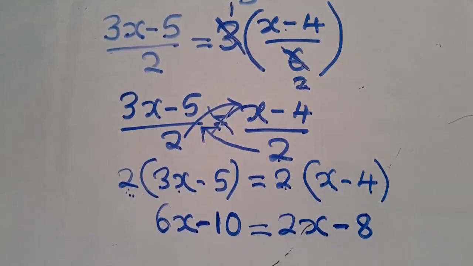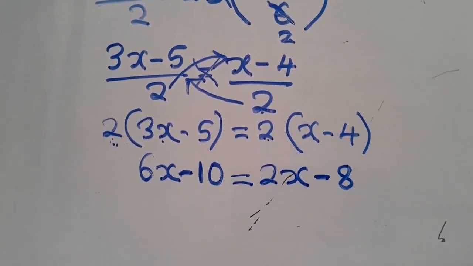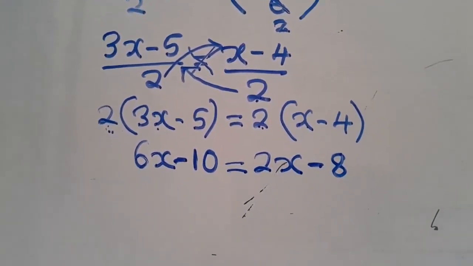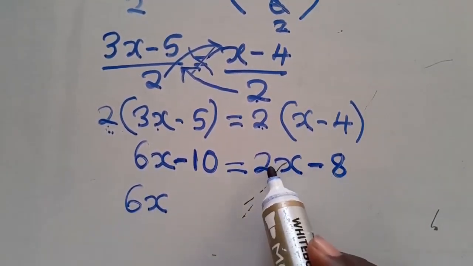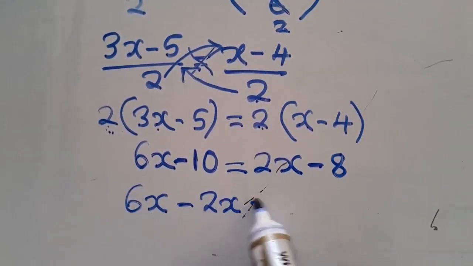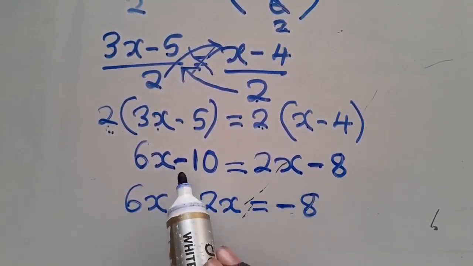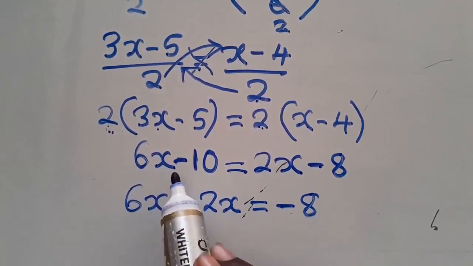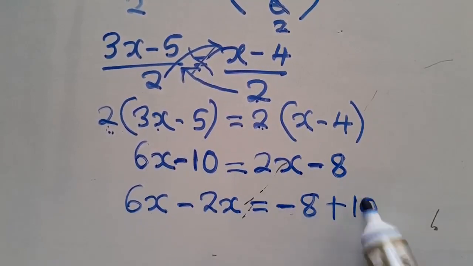With this part now, you need to group the like terms together. How do we group the like terms together? 6x should remain this side. So numbers with variables should be on your left hand side. So this is 6x. This is the 2. So when it comes inside, it becomes negative 2x, which is equal to, here you've got negative 8. This is a negative 10. When it comes inside, positive 10, like this.